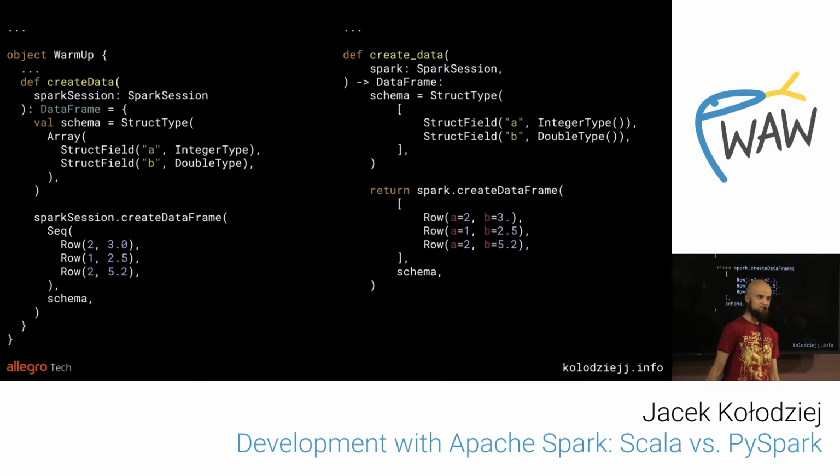And this is how it looks in PySpark. You can see that everything is basically the same, only in Python. The only difference being that in Python we can use keyword arguments for these row objects, and in Scala we can't. Otherwise, this is basically the same stuff.